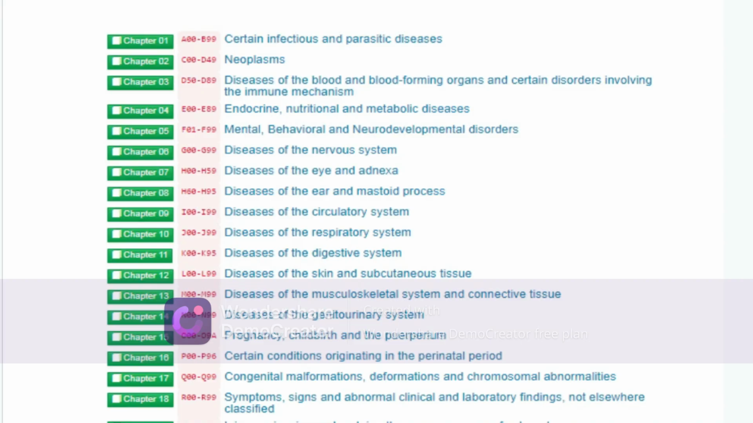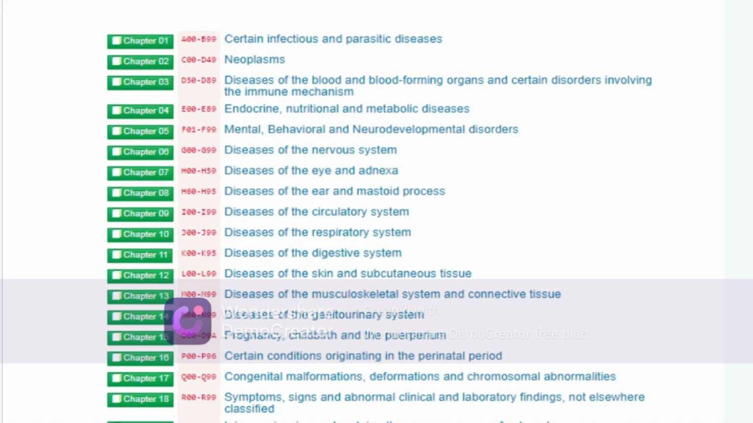Chapter 12 is diseases of the skin and subcutaneous tissue. Chapter 13 is diseases of the musculoskeletal system and connective tissue. Chapter 14 is diseases of the genitourinary system. Chapter 15 is O00 to O9A, pregnancy, childbirth and the puerperium.